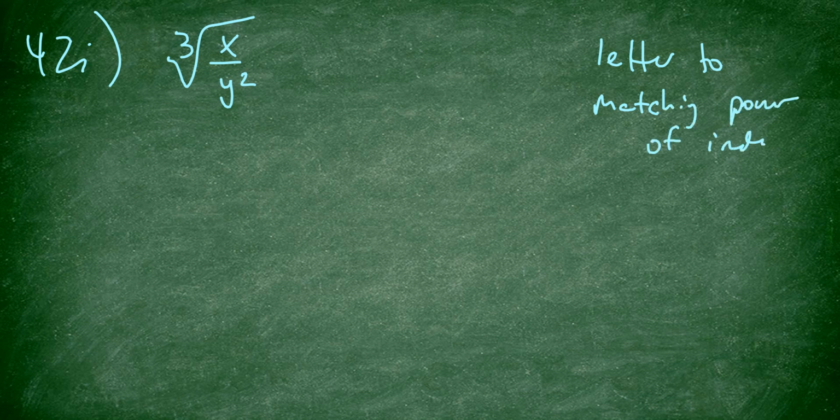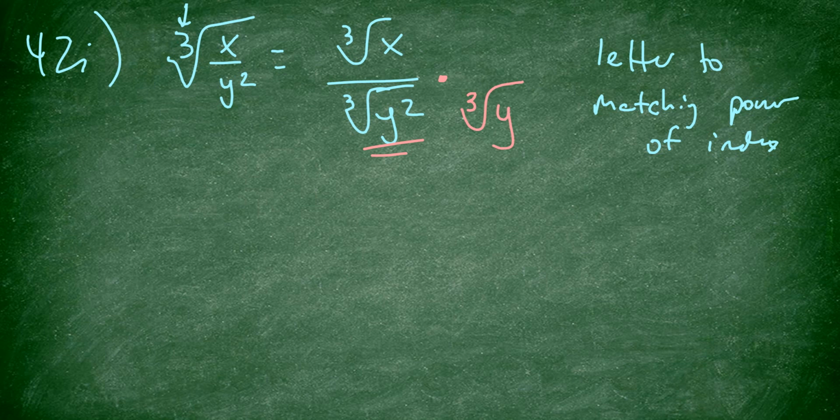Now, 42 uses letters. And the only difference between letters and radicals is that you have to get the letter to the matching power of the index. So this index is 3, so I have to get the bottom y squared into y cubed, because I'm going to do this. I'm going to take the cube root of x all over the cube root of y squared. Now, I don't care that the cube root of x is on top. That's fine. But the reason this one's not done is because I have this on the bottom. I'm not going to have a radical on the bottom. So I want the cube root of 1 more y.